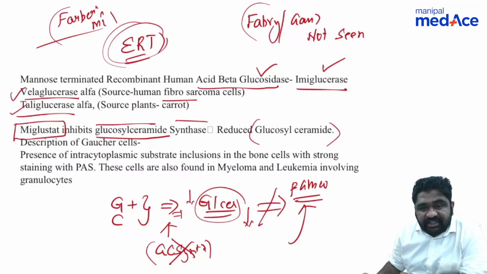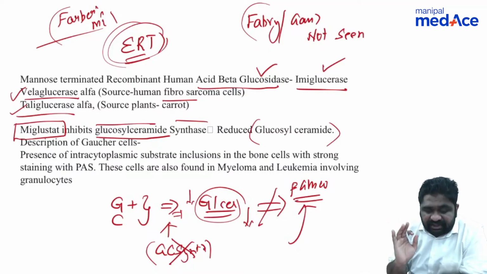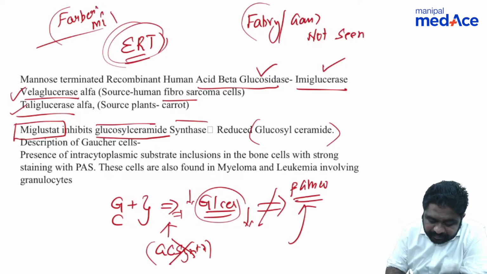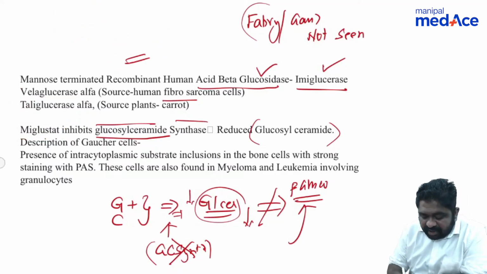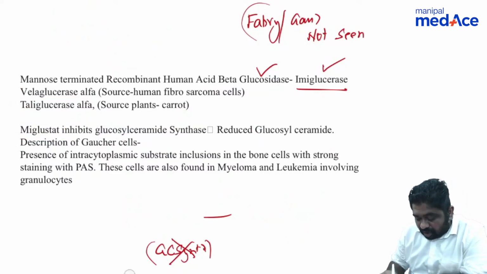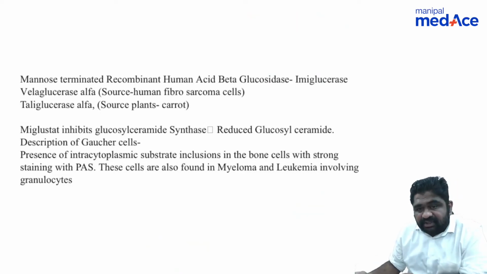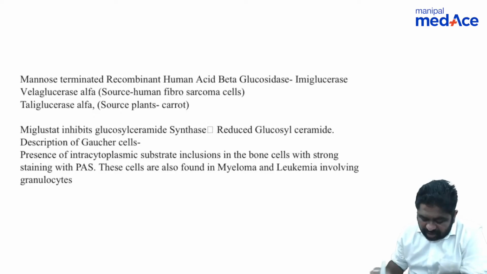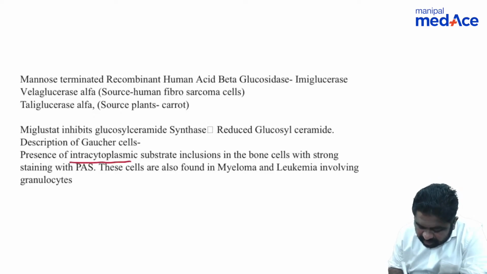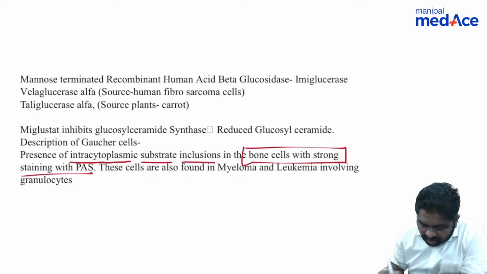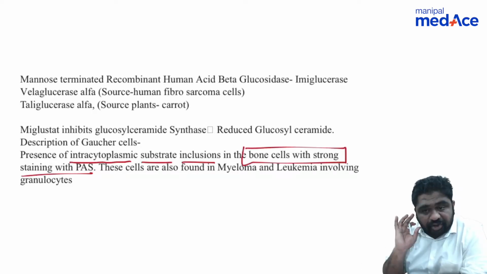Now, what is a Gaucher's cell? Gaucher's cell is seen in Gaucher's disease only. Is it true or false? See, crumpled tissue paper appearance can be because of Gaucher's cell, I told you. It is because of accumulation of lipid-filled macrophages, I've already told you. I'm asking you a simple question. So, if I see Gaucher's cell, what is a Gaucher's cell? It is presence of intracytoplasmic substrate inclusions in the bone cells with strong staining with PAS. That is the definition of Gaucher's cell.